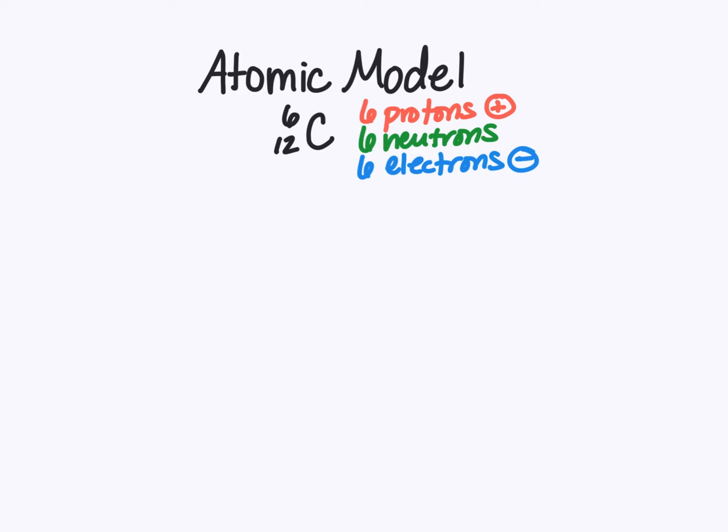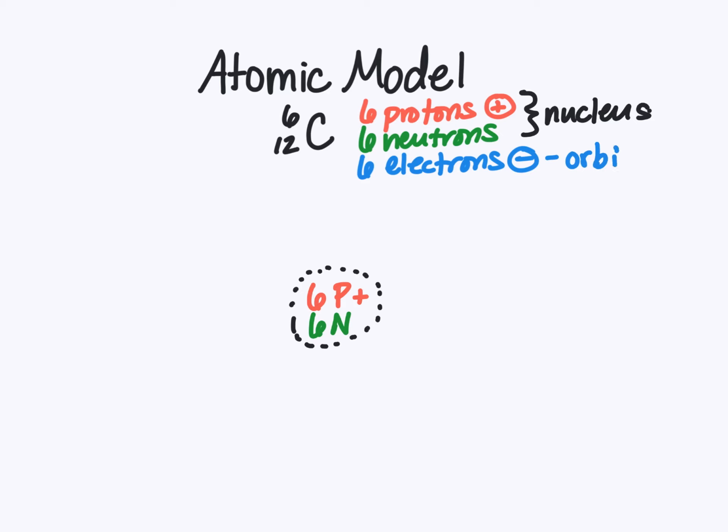So first of all, remember that we said that protons and neutrons are both located in the nucleus of an atom. So let's start by drawing the nucleus. So in the nucleus, we're going to have our 6 protons, and I typically just write that as 6p+. And also in the nucleus, we are going to have our neutrons. So I just write that as 6n. And you can maybe draw a dotted line or something around this to help you remember that this is the nucleus. Now remember that the electrons exist in these orbitals, which we also call shells or the cloud.